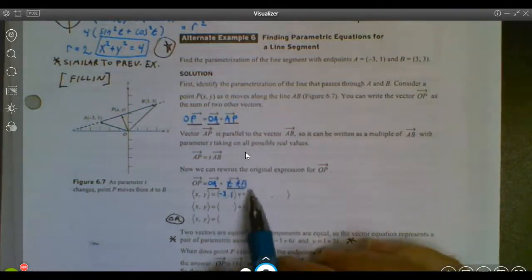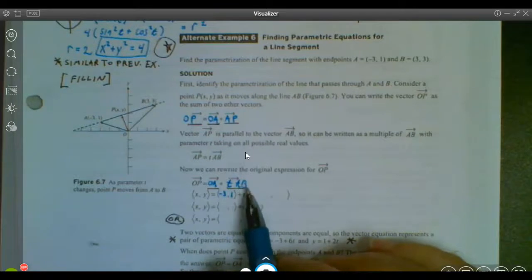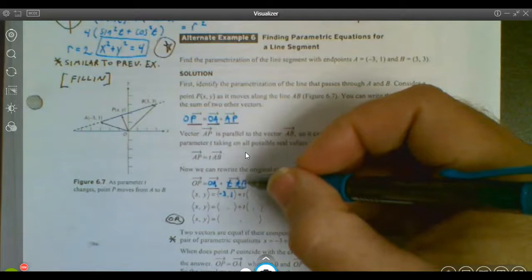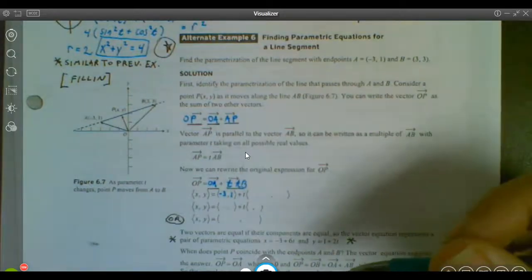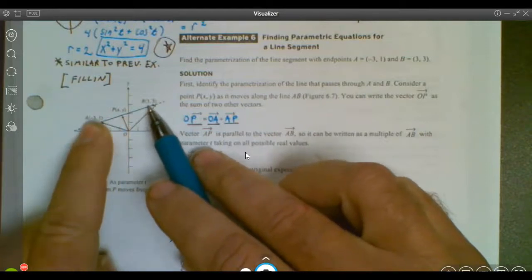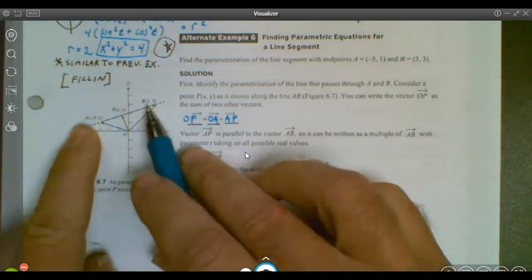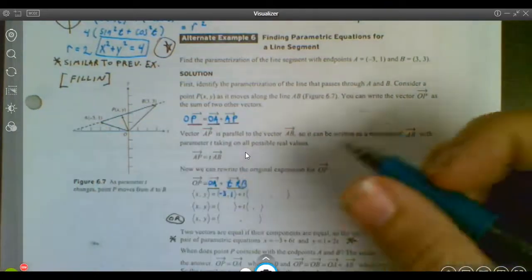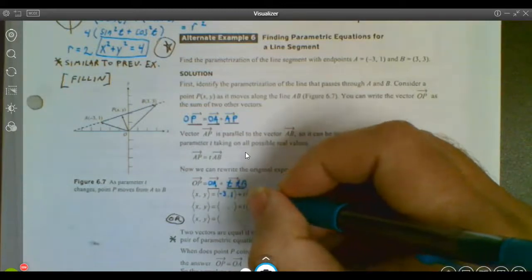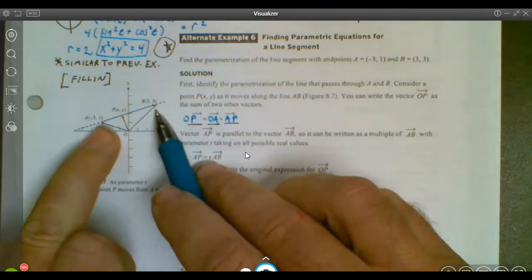For AB, we have to come up with a component form. Remember, this is just like having slope. In order to get components for AB, I have to do B minus A, so our terminal point minus the initial point. In component form, for the x's, I have to do 3 minus negative 3. And for the vertical, I'm doing 3 minus 1.